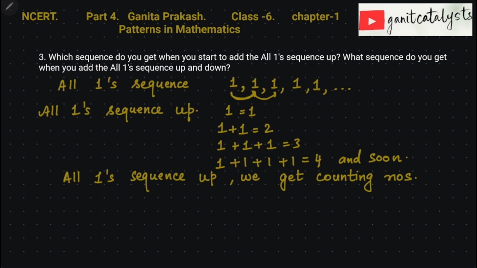Now let us check the second part. So this is the first part. The second part is the all-ones sequence up and down.